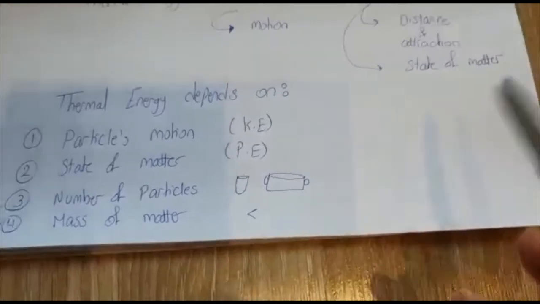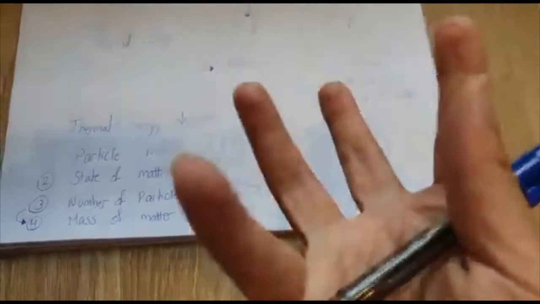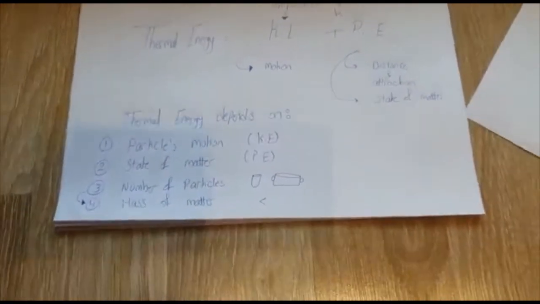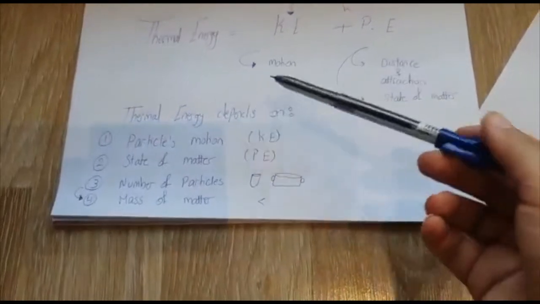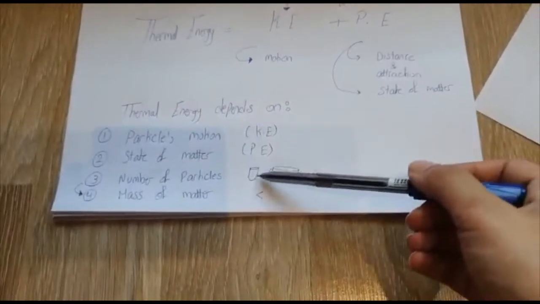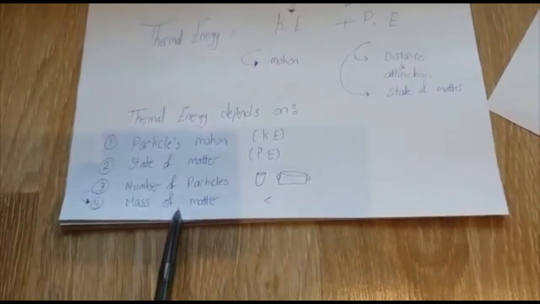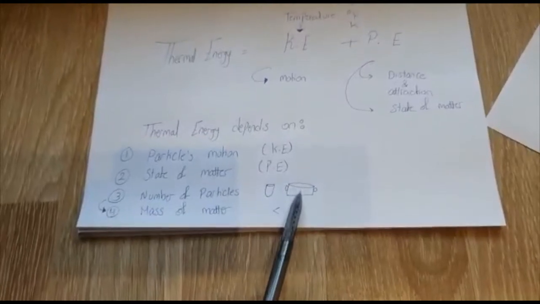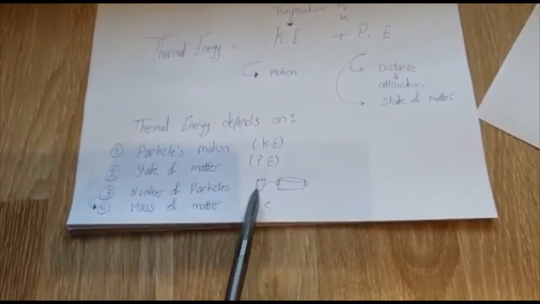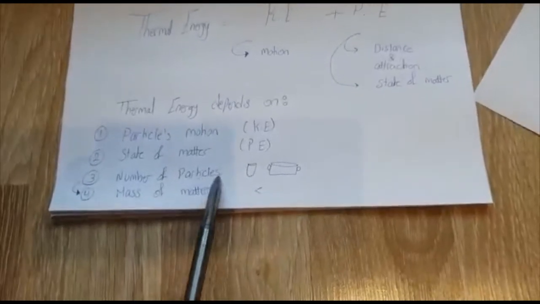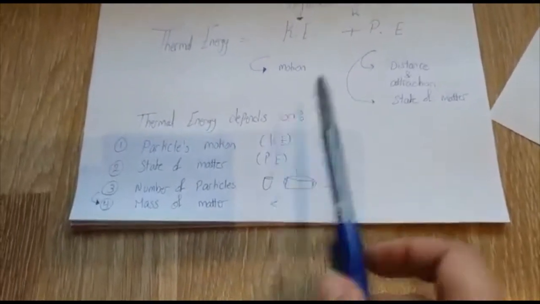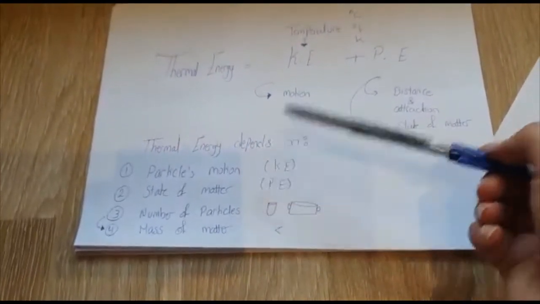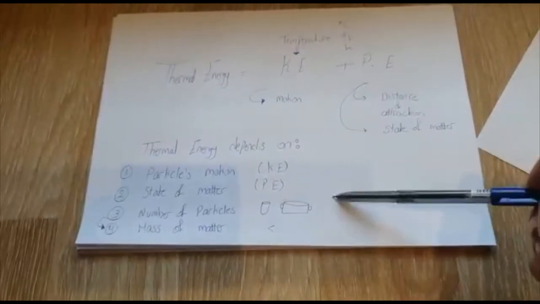So a different kind of particles, their mass or the size of the particle? No, both of them are the same thing. So it's not the particles in motion, it's not about the state of matter in our case when we are asking about the cup or the pot, but it's about the mass and the number of particles, which actually are the same thing. As you have more mass, this means that you have more number of particles, which makes sense here. So the thermal energy depends on the particles' motion, the state of matter, the number of particles, and mass.